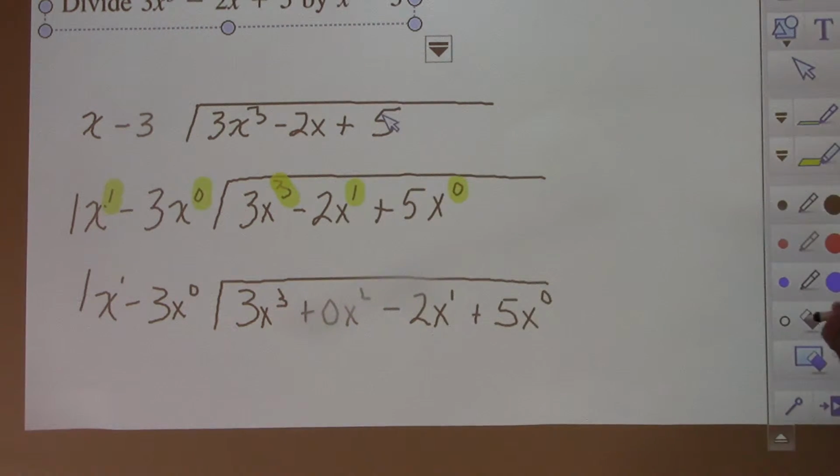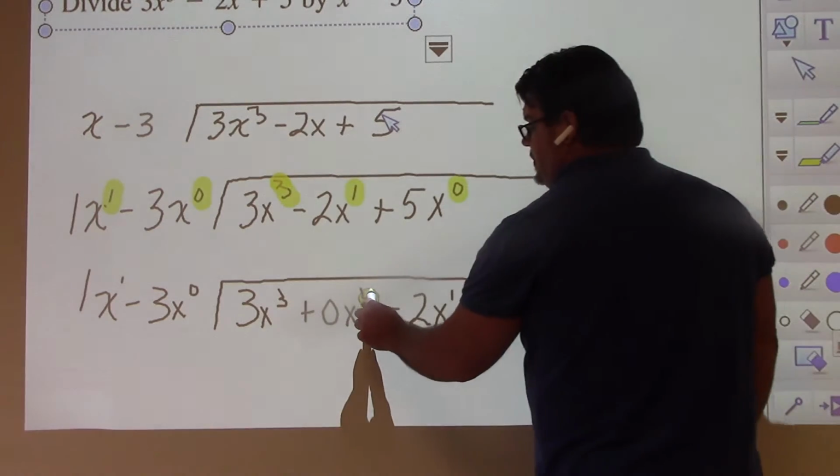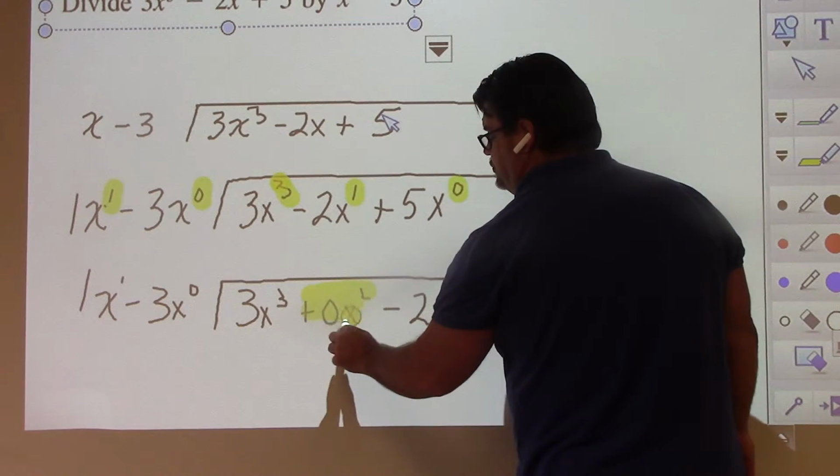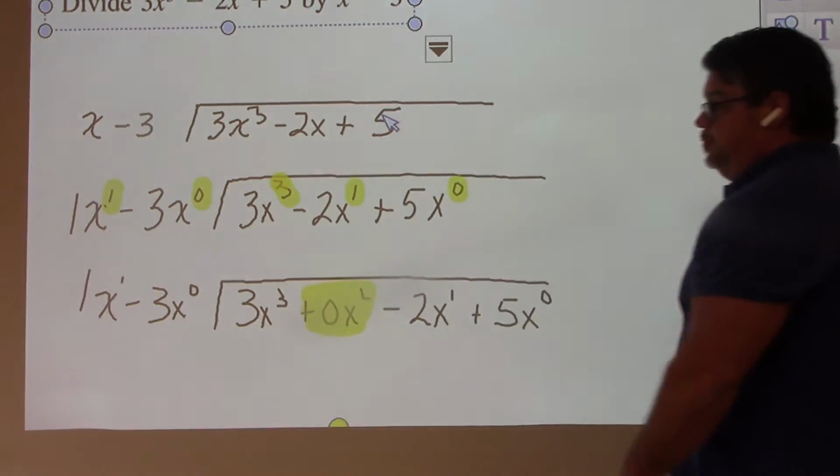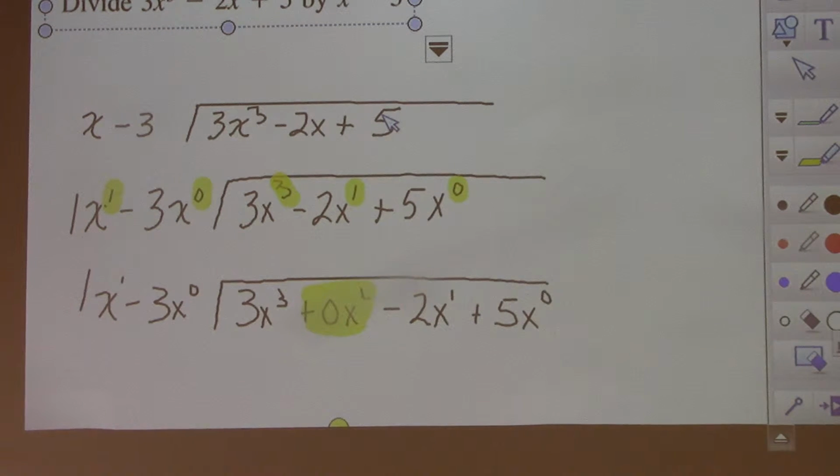This term I put in because I didn't have it. It's not represented. There is no way that you can do it otherwise. Bless you. Was that a cough? That was a cough. Okay, no coughing. Bless you. I thought it was a sneeze. If you don't have a term, you cannot do long division if you don't address that term.